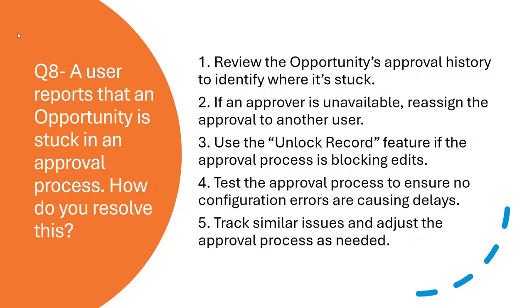Question 8. A user reports that an opportunity is stuck in an approval process. How do you resolve this? So in order to resolve this issue, I will review the opportunity approval history to identify where it is stuck. If an approver is unavailable, I will reassign the approval to another user. I'll use the unlock record feature if the approval process is blocking edits, and test the approval process to ensure no configuration errors are causing delays. I'll track similar issues and adjust the approval process as needed.